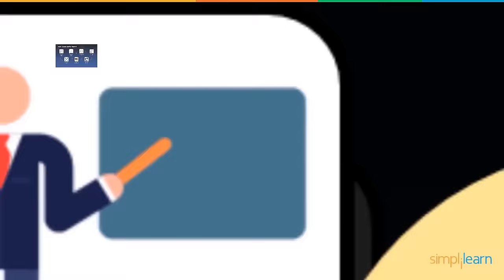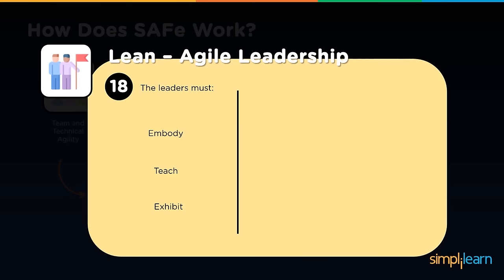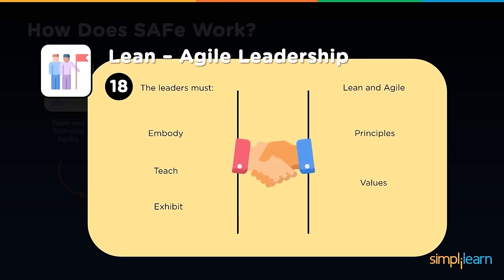So next is lean agile leadership. It's quite obvious, leadership plays a very important role. It's about guiding, it's about owning, it's about showing direction, it's about ensuring everyone does the task, everybody is motivated. So the leaders must embody, teach and exhibit lean and agile principles and values. Firstly, they should understand what it is. They should be aware of it. They should have exposure to it. They should have full awareness of it. As I was saying about the continuous learning culture in the previous point, leaders should do that first. Only then will the followers adopt learning themselves and things move smoother and better. And this should happen across the organization.